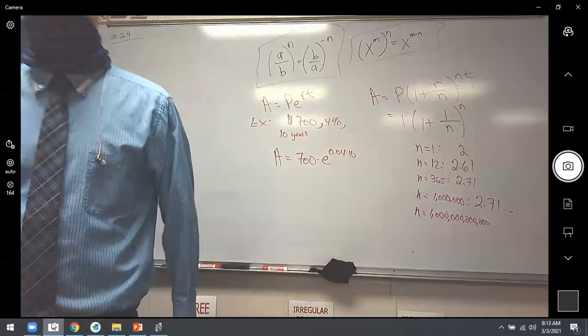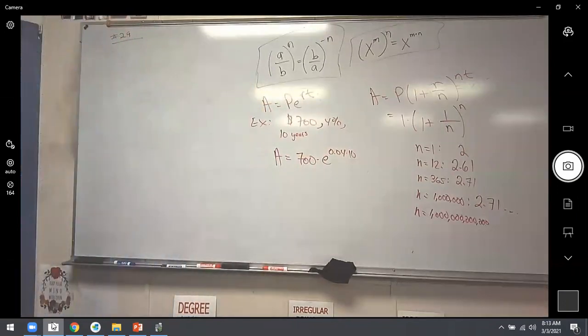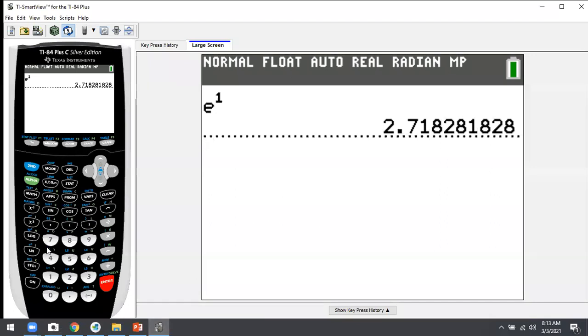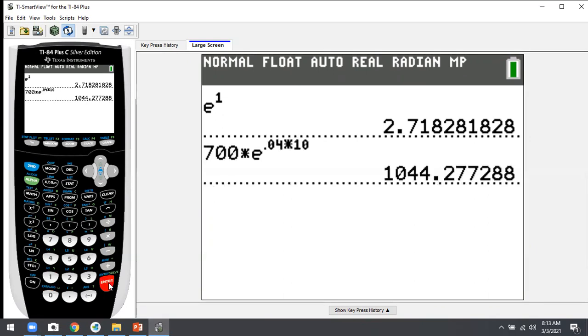See if you can type that in your calculator. Same thing, type in 700, e to the whatever, second, that ln button down there again, 0.04 times 10. Everybody got set up looking like this? Did you get this number? Okay, so that's how much they'd have after 10 years of compounding at that particular interest rate.